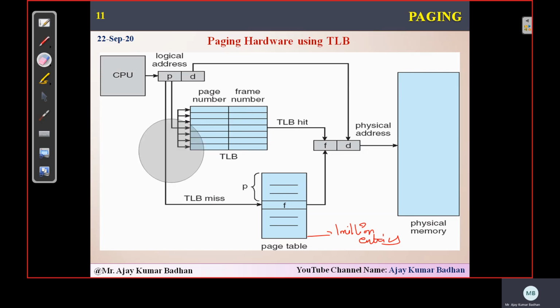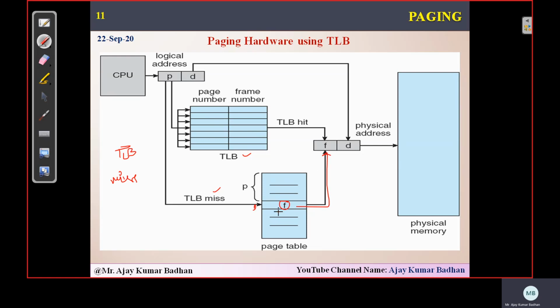Now, if this particular page number is not found in the TLB, what will happen? We call that a TLB miss. It is not present in this cache, but it does exist in the page table. So we send this page number to the page table. Here the page number acts as the index and from the respective entry we get the frame number. We add that frame to the displacement and finally get the physical address.